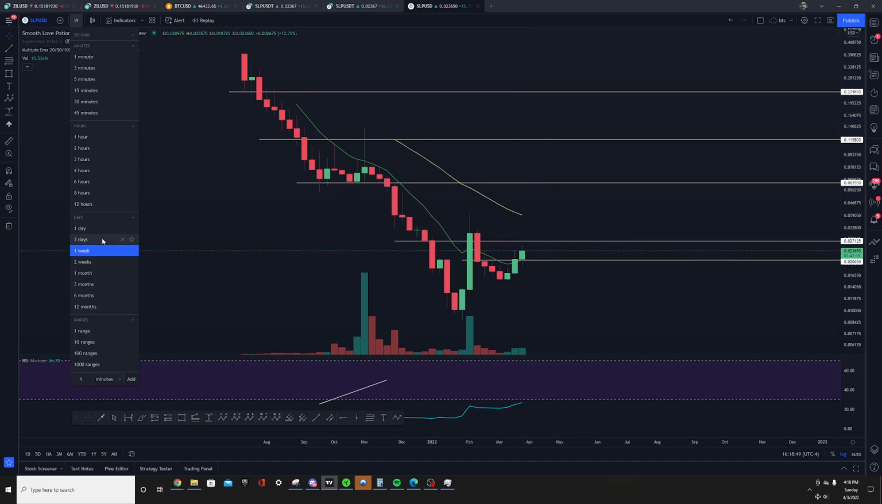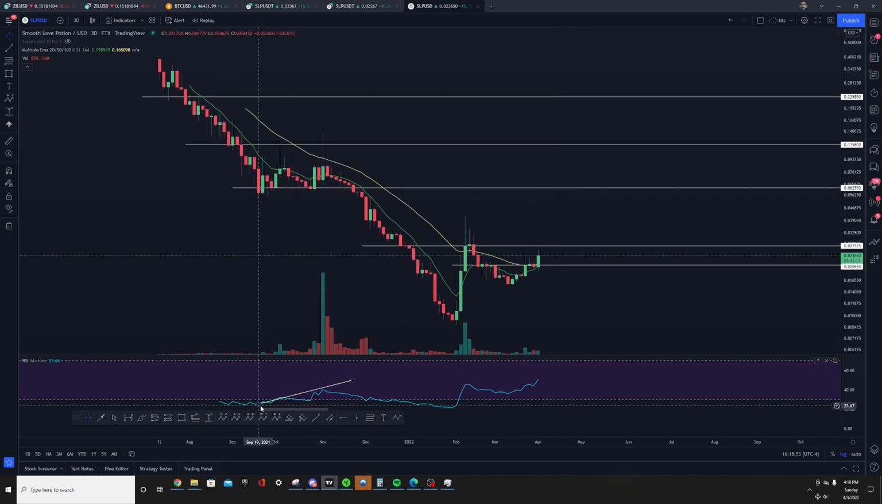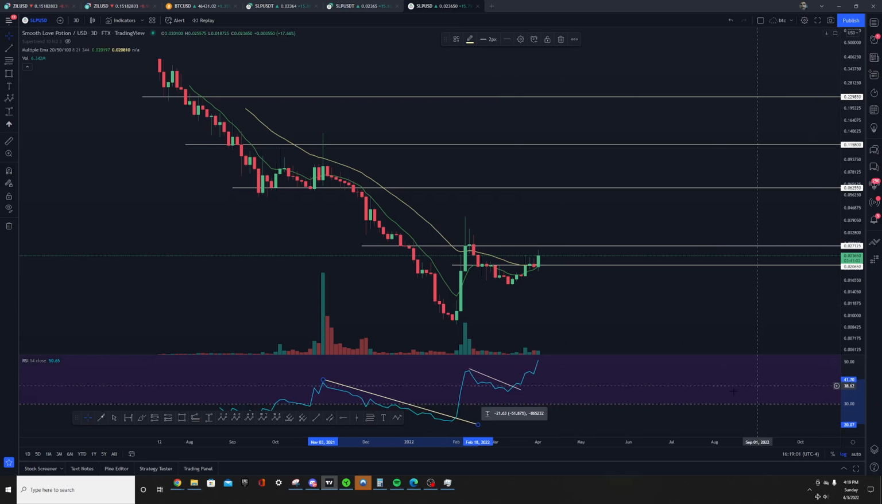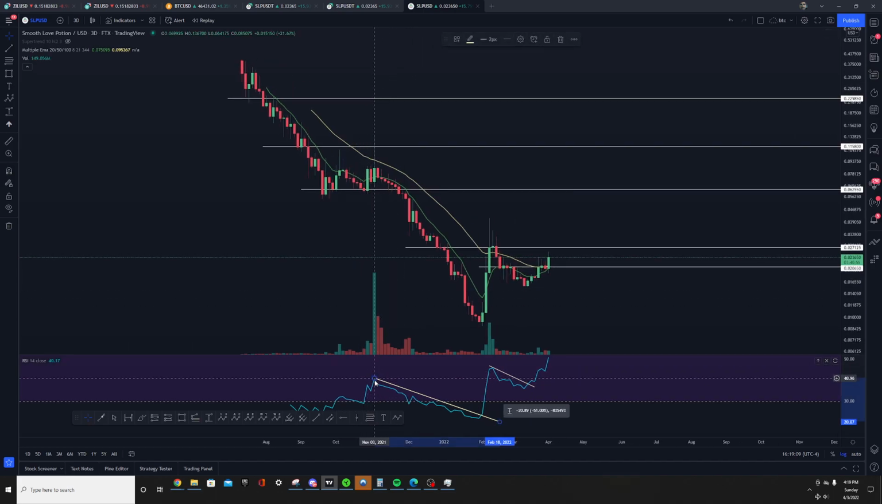Now we can do 3-day. On the 3-day, the EMA is about to cross over. We have multiple RSI trend breaks like this, as you can see. So anytime you have these kind of RSI trend breaks, it's like an indicator of a preceding move. So that's why RSI is so important, at least for my price action or my TA.